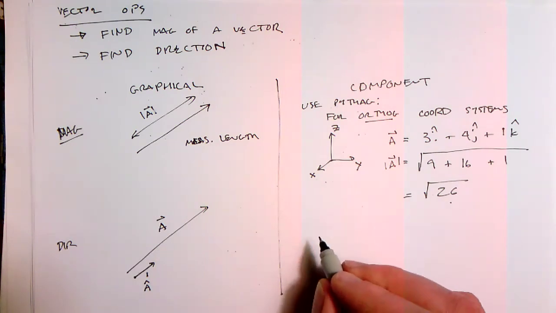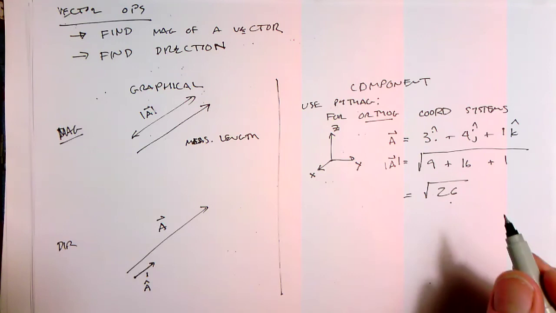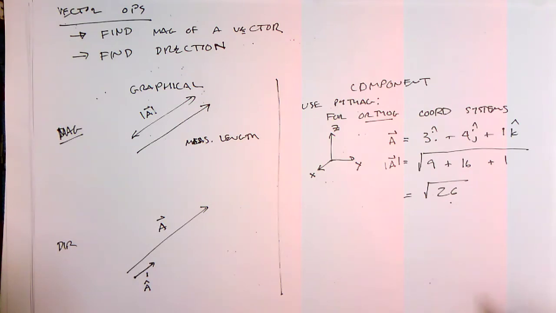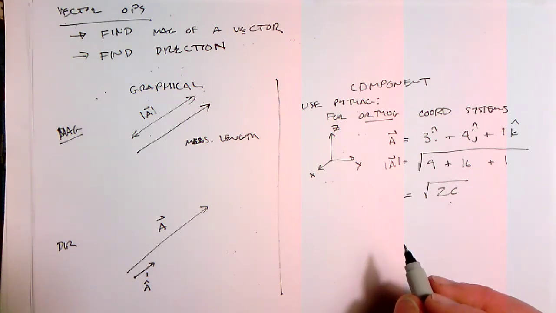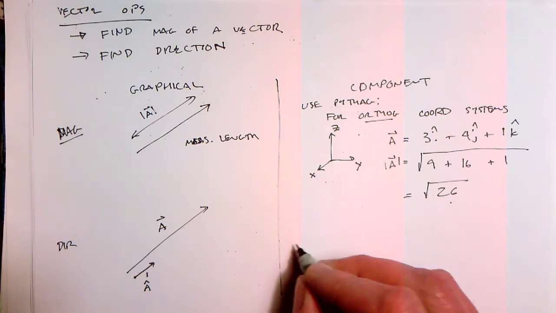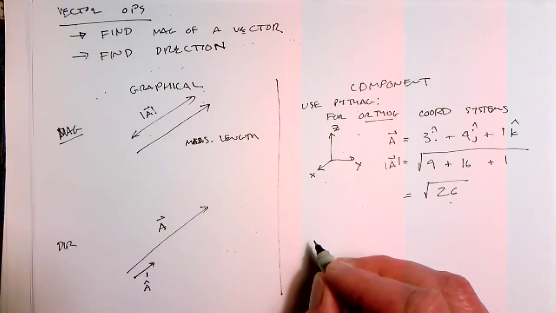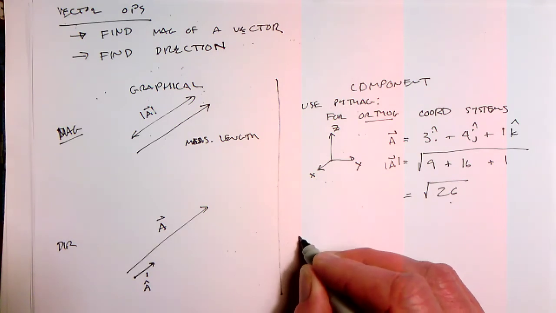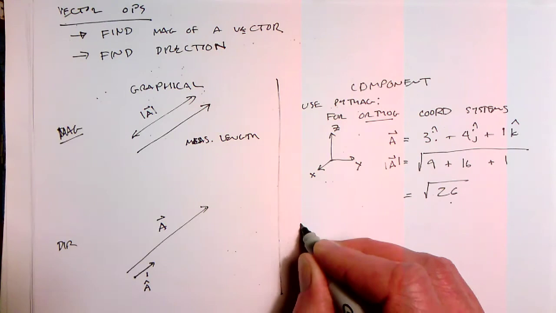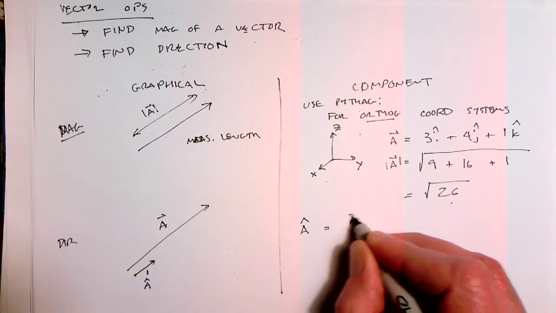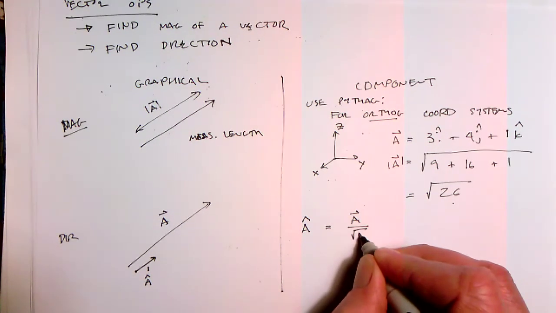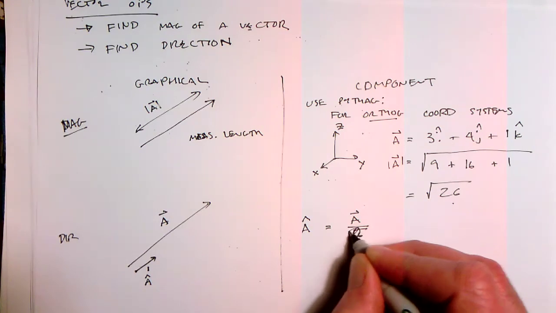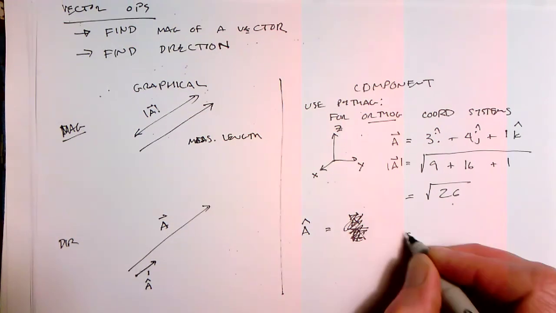That's how I figure out what the magnitude of a vector is in an orthogonal coordinate system. And if I want to find the direction, to find what the direction of a vector is in a coordinate system, all I have to do is simply take the vector itself and divide the vector by its magnitude. So let me cross that out. I got ahead of myself.